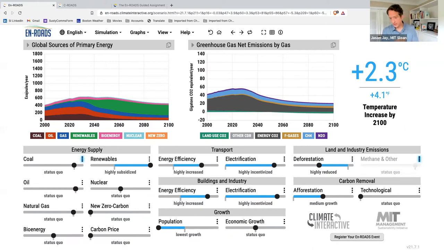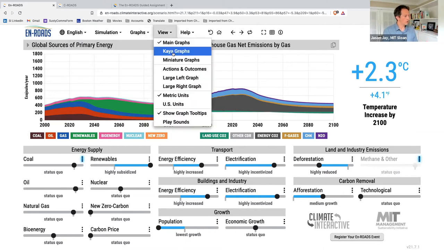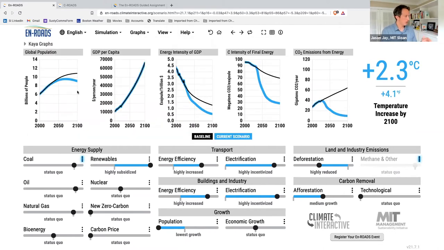And then Allison says, can you speak a bit about how economic growth impacts this? That's a fantastic question. One of the views here is the Kaya graphs, which allows you to say, okay, population times economic growth times energy intensity of GDP times carbon intensity of energy equals total CO2 emissions. So when we play with our population graph, you can see how that changes the leftmost piece, and then that ends up changing our total energy use.